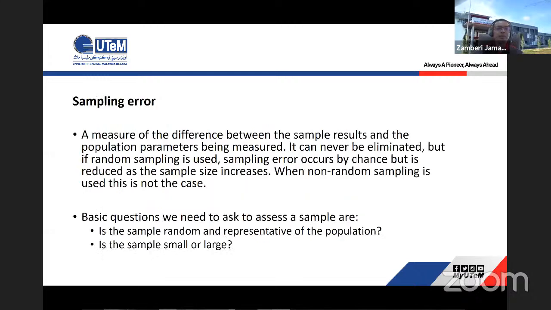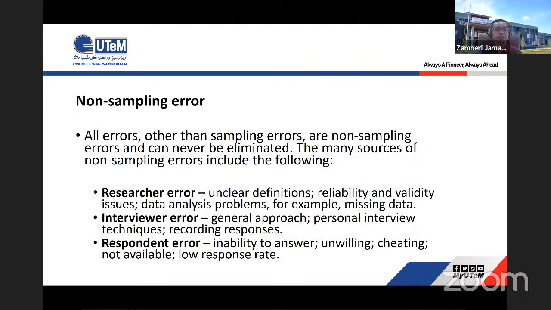Sampling error, again: we must understand what errors we have. Is it small or large? Is it random error or systematic error? If we work with systematic error, then we could rectify it clearly. But if we work with random error, then there is a lot of work that we need to do. Non-sampling errors include researcher error, interviewer error, and responder error. This is sometimes something that happens to some of us in terms of interview technique, recording responses, and so forth.